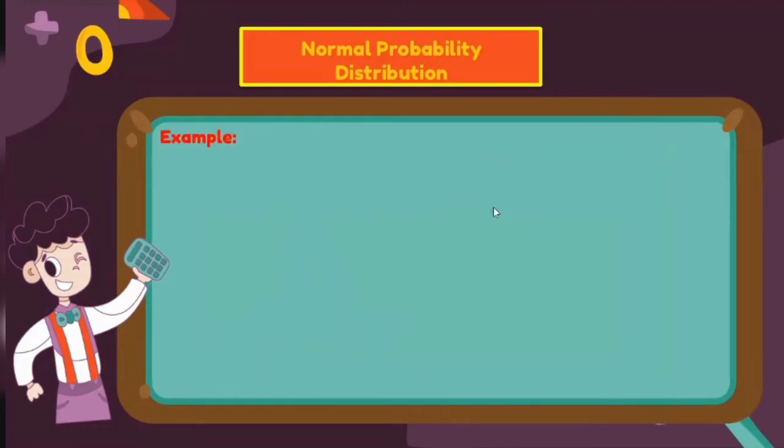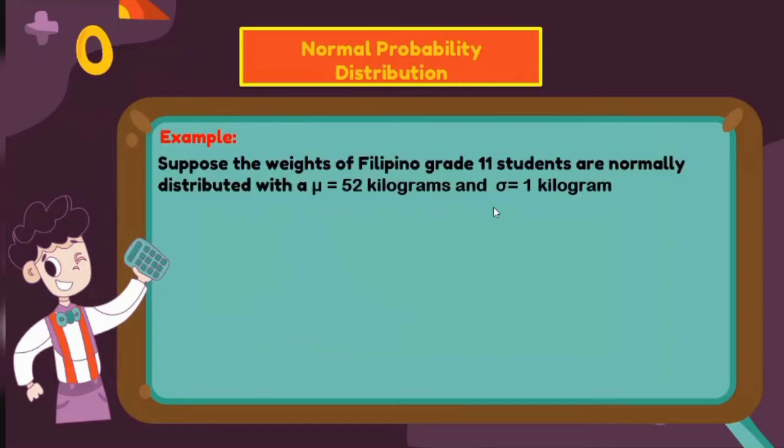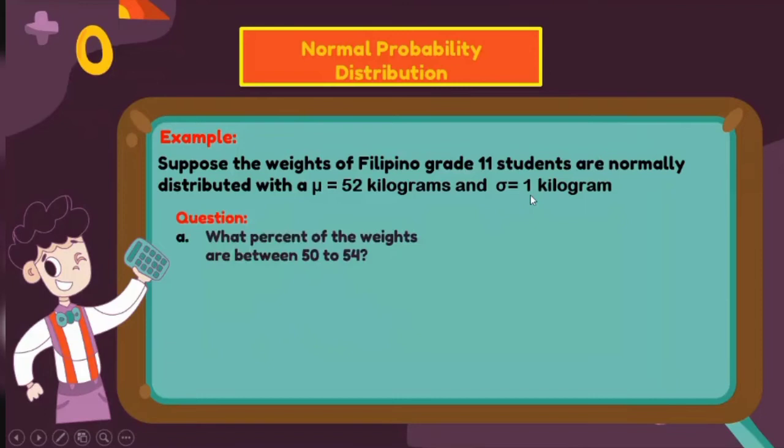So next, you have an example. For this example, suppose the weights of Filipino grade 11 students are normally distributed with a mean, we use this symbol for mean, of 52 kilograms and a standard deviation of 1 kilogram. So first thing, consider this question. What percent of weights are between 50 to 54? So what percent of weights are between 50 to 54?